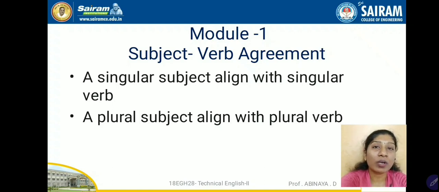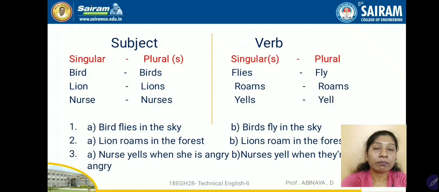If the subject is only one, meaning single, we call it a singular subject. If it is more than one, we call it a plural subject, and we use S to differentiate the singular and plural subjects. And what about the verb? See here, as I already told you, in the subject we use S to make it plural, right? So, bird, birds, line, lines, nurse, nurses. We are using this S and ES to make it plural.